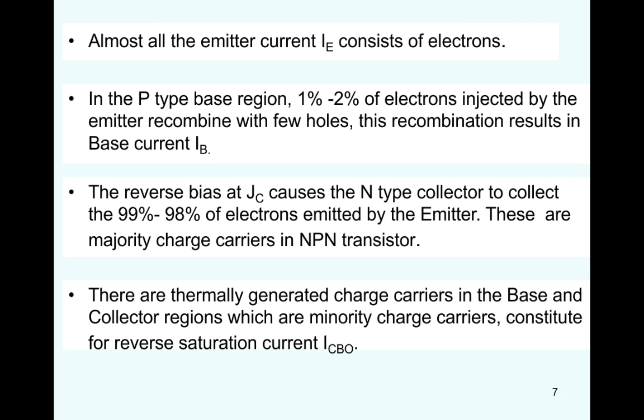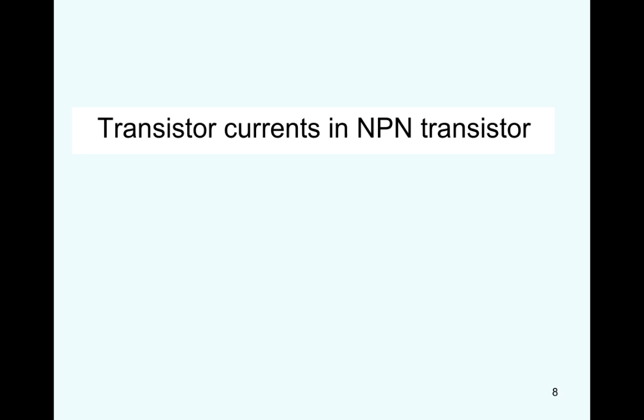There are thermally generated charge carriers in the base and collector regions, which are minority charge carriers, and they constitute the reverse saturation current ICBO. So in the collector region, due to thermal energy, minority carriers create some current. That current we call the ICBO, reverse saturation current.